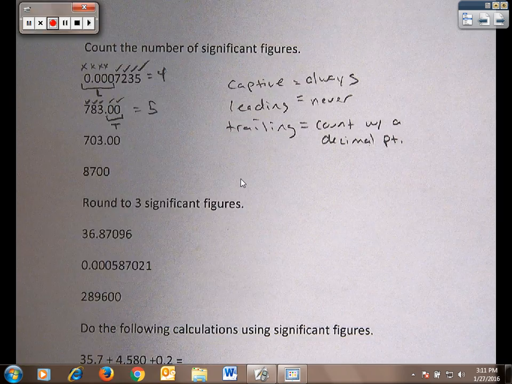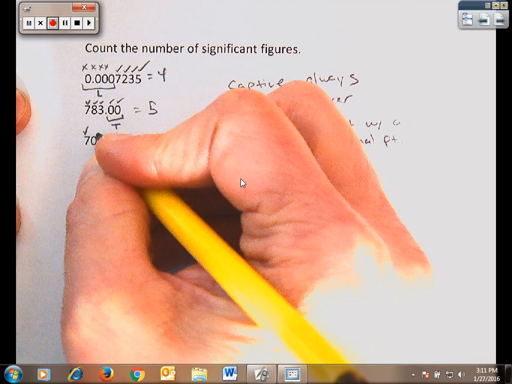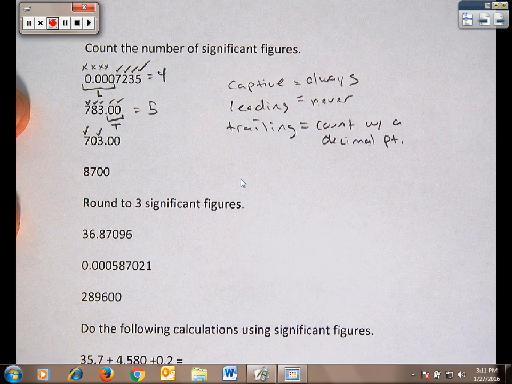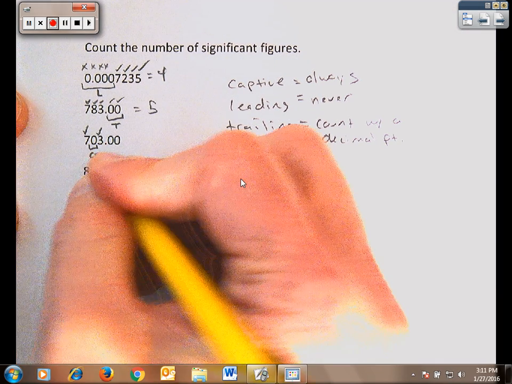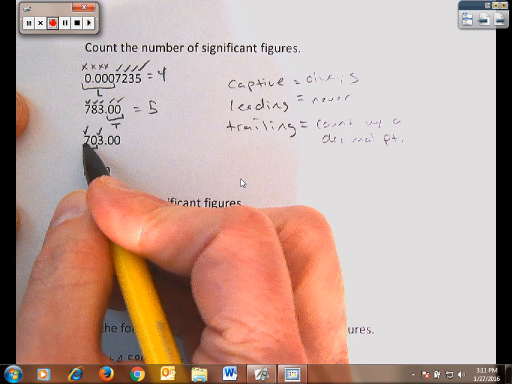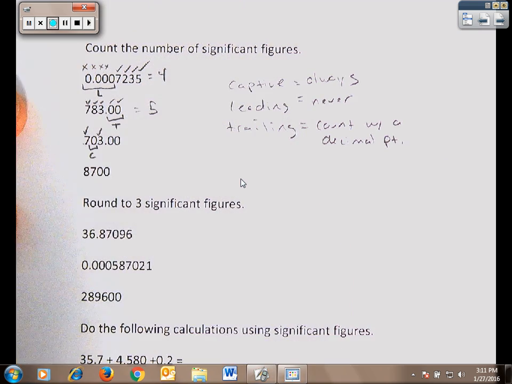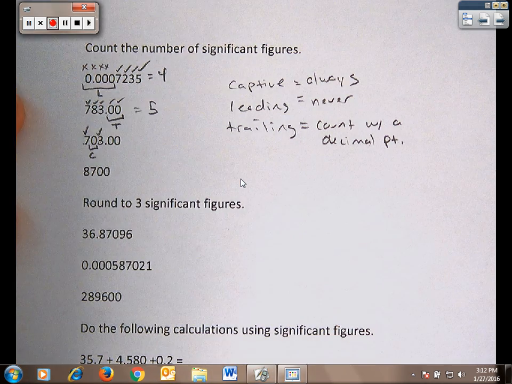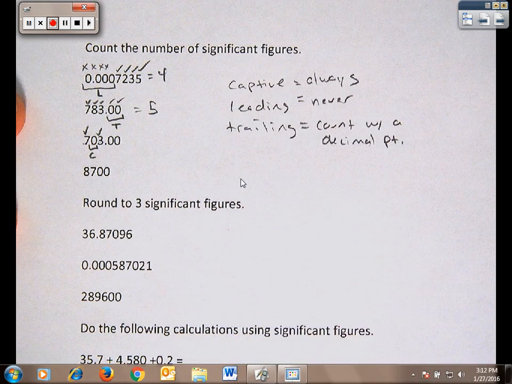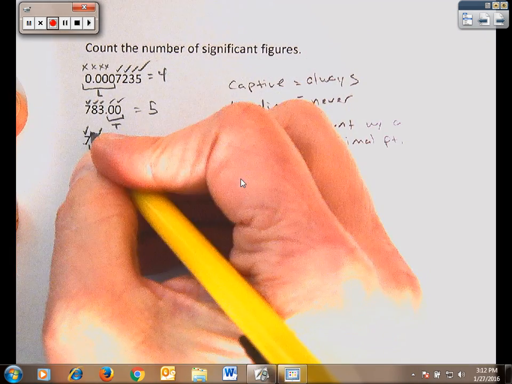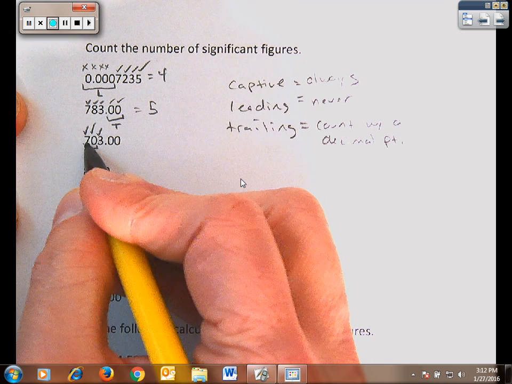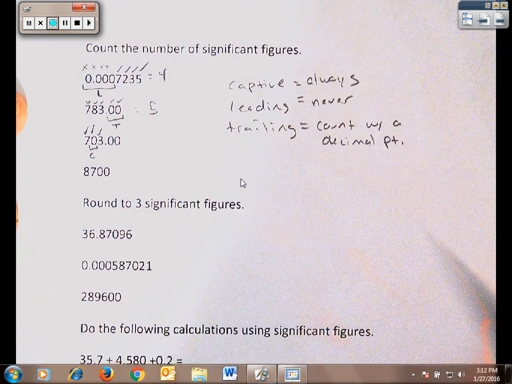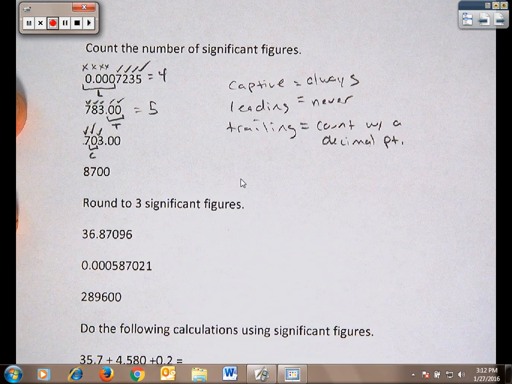Let's move on to the third. The 7 and the 3, they count. They're non-zero numbers. This 0 is a captive. It comes between two non-zero numbers. Think of them as being surrounded by significant figures. They always count. You can't jump around with significance. If 7 is significant and 3 is significant, the 0 in between has to be significant too.